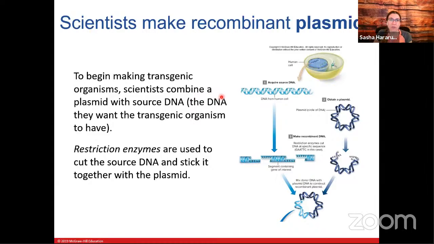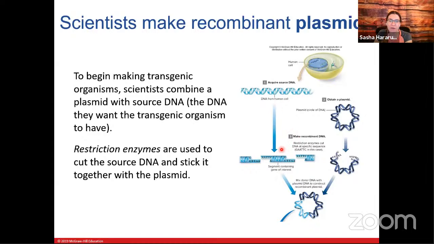To begin making transgenic organisms, scientists combine a plasmid with source DNA, the DNA they want the transgenic organism to have. So this is step one. Okay, look at the DNA. For instance, we want a bacteria to produce insulin. Bacteria naturally do not produce insulin, but we want to genetically engineer a bacteria to start doing that. So we first look at the human DNA and locate the gene that contains the recipe for insulin.